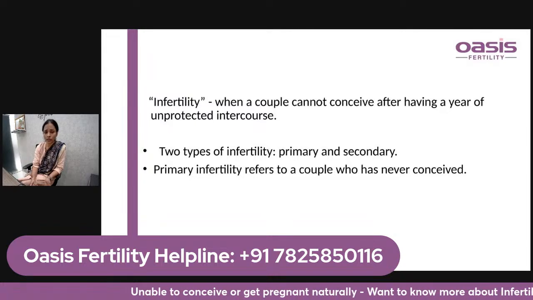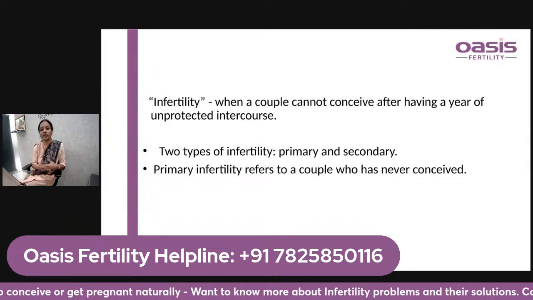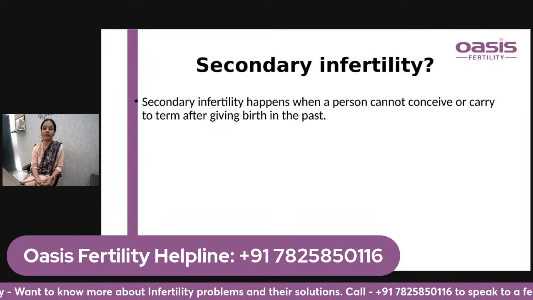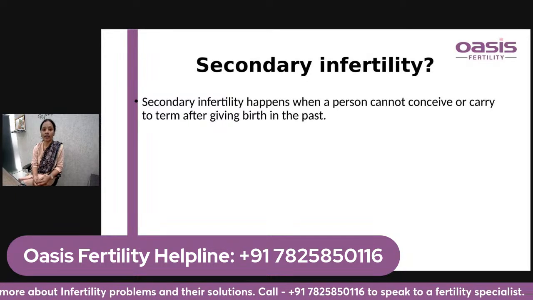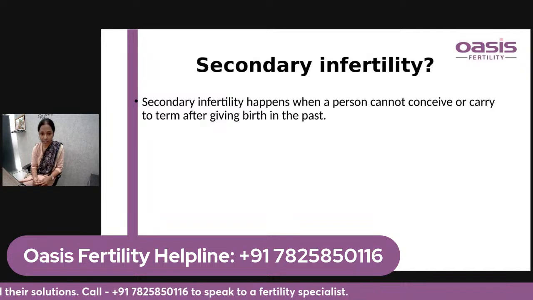The types are primary infertility and secondary infertility. Secondary infertility, as I mentioned, is a type of infertility when a couple cannot conceive or carry a pregnancy to term after giving birth or having achieved a pregnancy in the past.